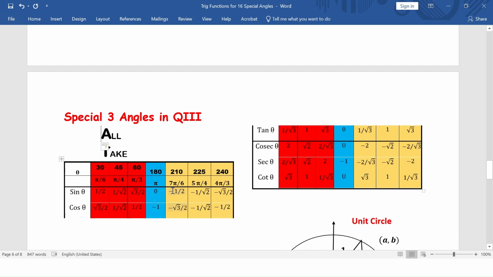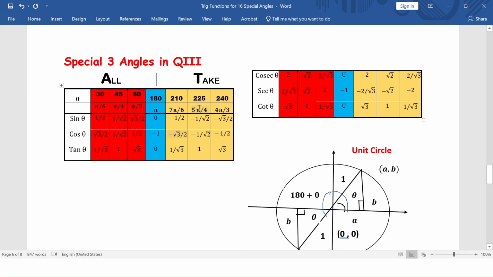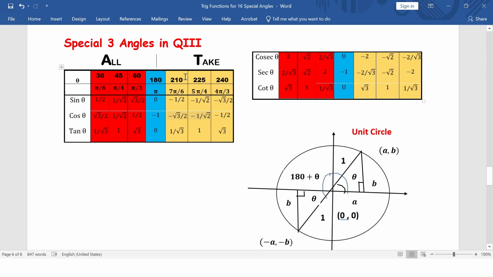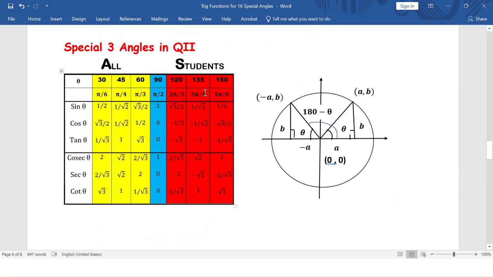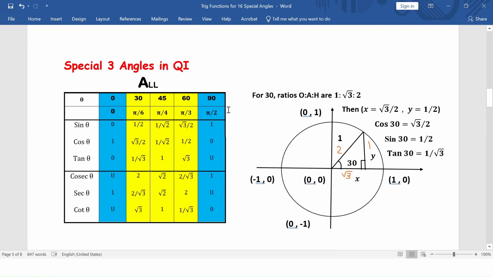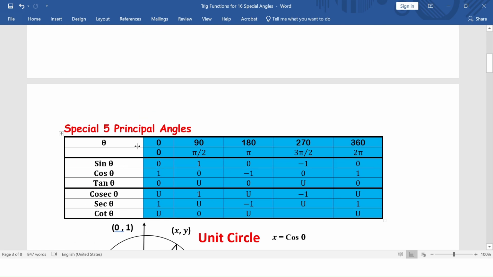So all is in quadrant 1, and then take is in quadrant 3. I wanted to see the relationship between how we obtain the trig functions for quadrant 3, taking from 1. Again, here is how we get quadrant 2 in linking to quadrant 1, and here is how we find for quadrant 1. And then the first one was for the principal ones.